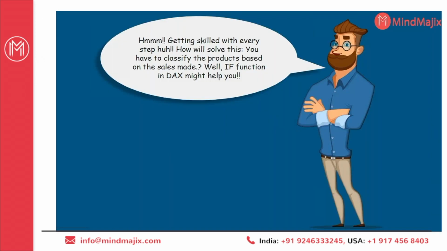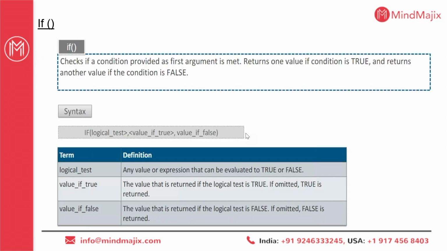Now getting skilled with every step is difficult. How will we solve this? You have to classify the products based on the sales made. If function in DAX might help you. Why do we actually use if function? What we are trying to do is we give the checks to the Power BI saying that if this is existing, give me this. It is very simple. Why we use if function is giving certain sort of logic to a column or a row or an analysis.